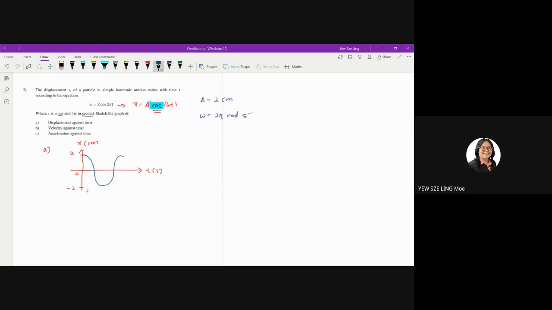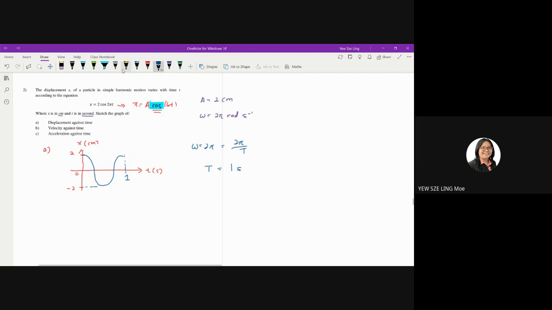Okay, so this is a cosine graph, and this is our 2. Again, what is the value of the period? You need to label the period. Period is a must in our sketching. So we have omega equals 2 pi over T, which equals 2 pi, so T is equal to 1 second. Therefore, here we should label it as 1.